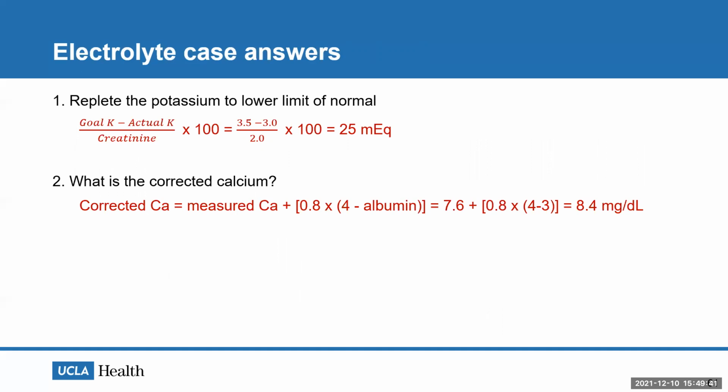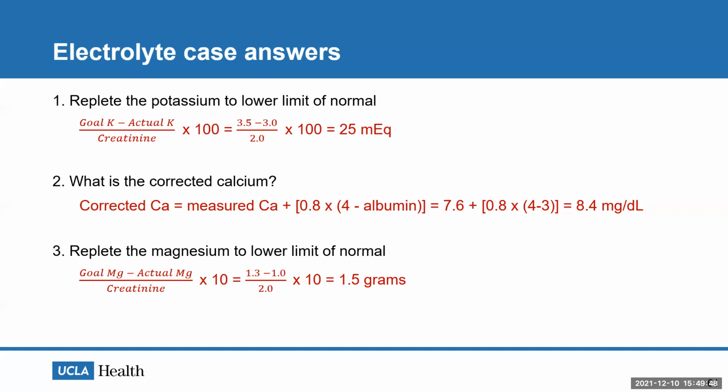And the patient wasn't having symptomatic hypocalcemia. And I did not give you a QT, so you can't actually assess that. And then if you want to replete the magnesium, it's about 1.5 grams. So you can also go ahead and round up here to 2 grams.